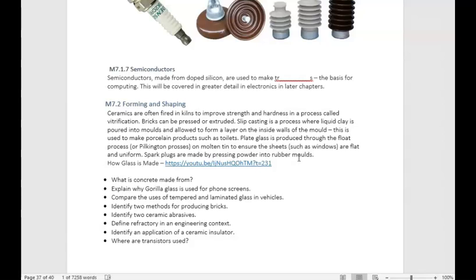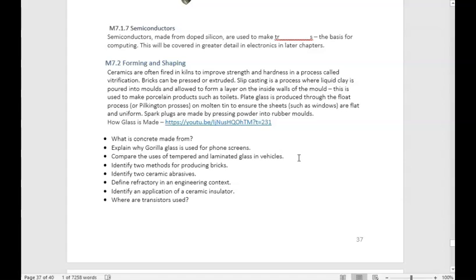Okay, so I have a couple of questions. You might want to take these down because they're going to be for homework. What is concrete made from? Exactly right. Explain why Gorilla Glass is used in phone screens. Hard and tough. Okay, compare the use of tempered and laminated glass in vehicles. So why do we use both?